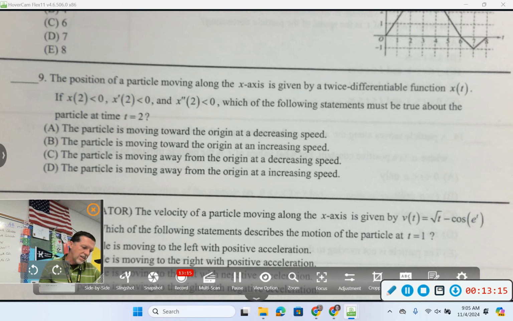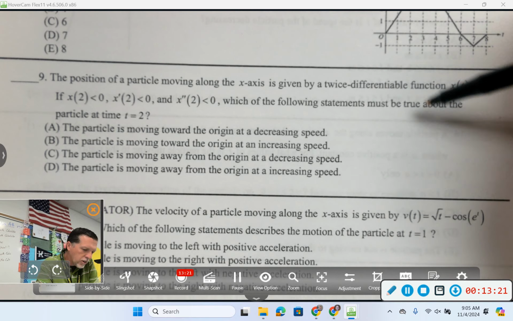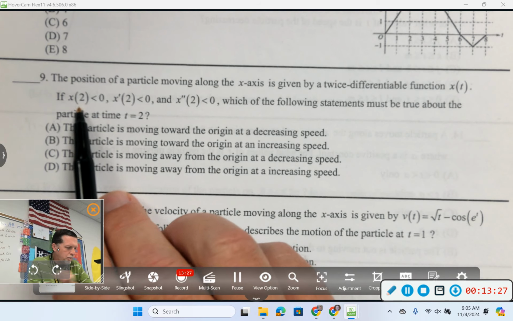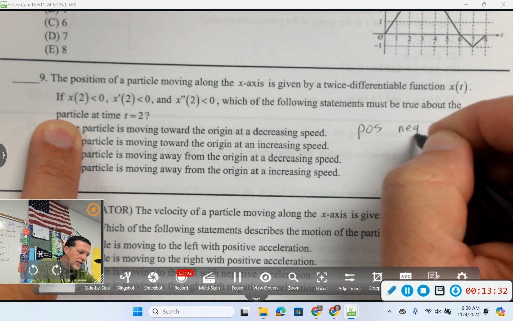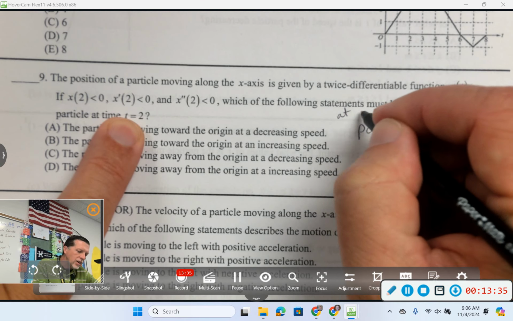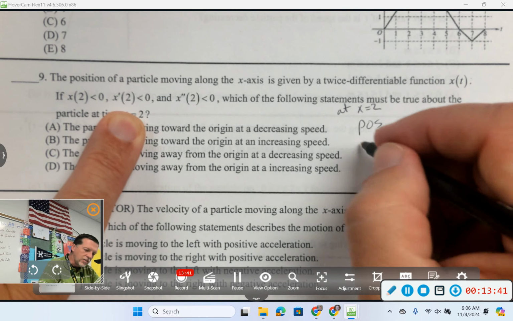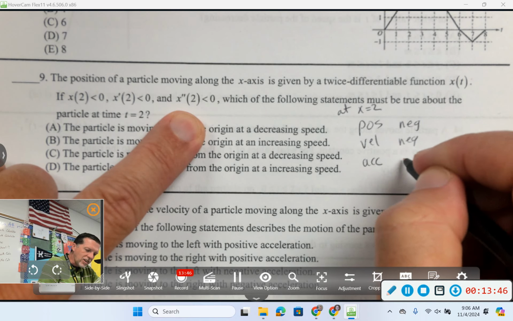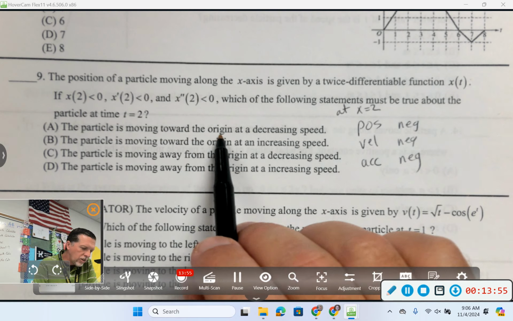Number 9. Oh, this looks like no computations, all concept. The position of a particle moving along the x-axis is given by a twice differentiable function. Okay, x of 2 is less than 0. So that means its position is negative. X prime of 2, so what's that telling me? Its velocity is negative. And x double prime, that would be its acceleration, is negative. Okay.